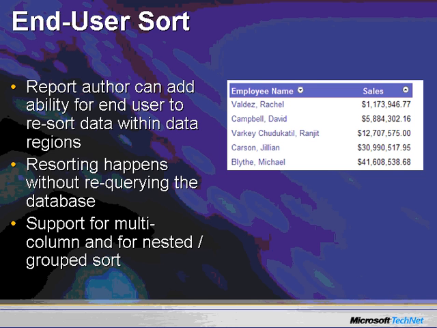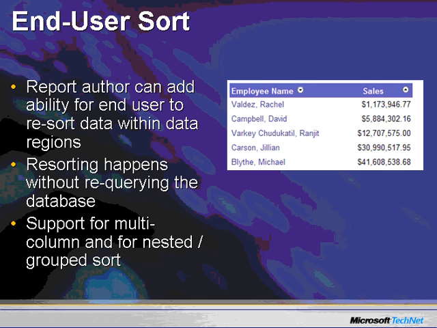A new feature in SQL Server 2005 Reporting Services is end-user sort. This is the ability for you to build a report that allows the user to resort the data after the data has been retrieved from the database. They're looking at the data and they see the indicators that allow them to resort the data. And this resorting happens without having to do a round trip to the database.